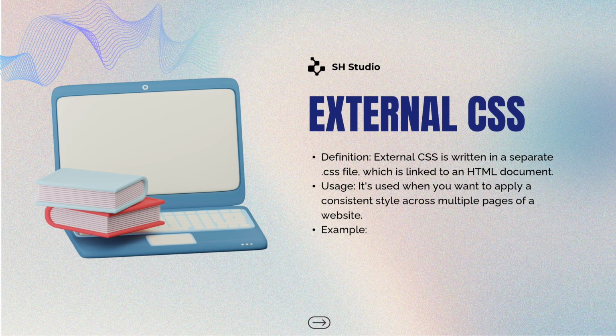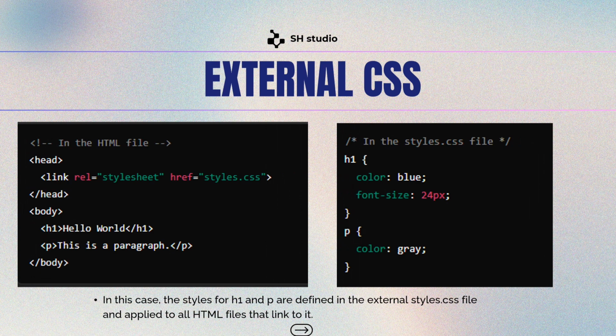Now, for the example of the external CSS, as you can see, in this case, the styles for h1 and p are defined in the external style.css file, which is applied to all HTML files that are linked to it.